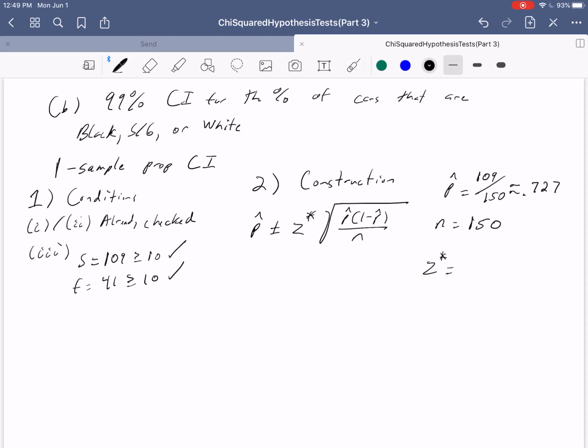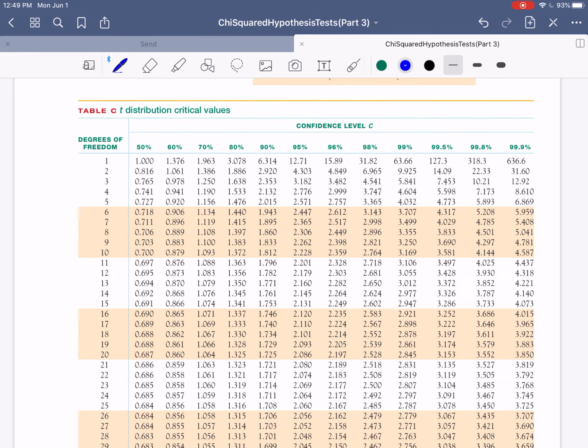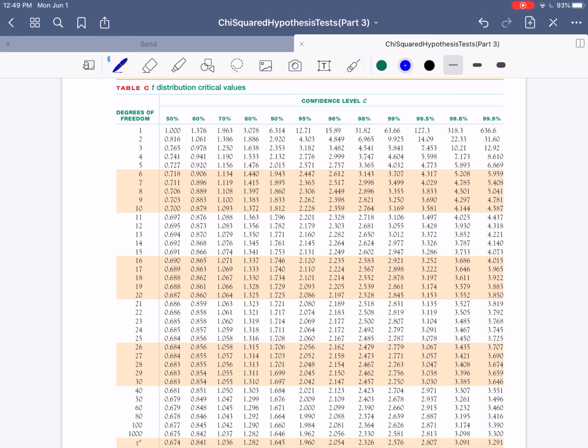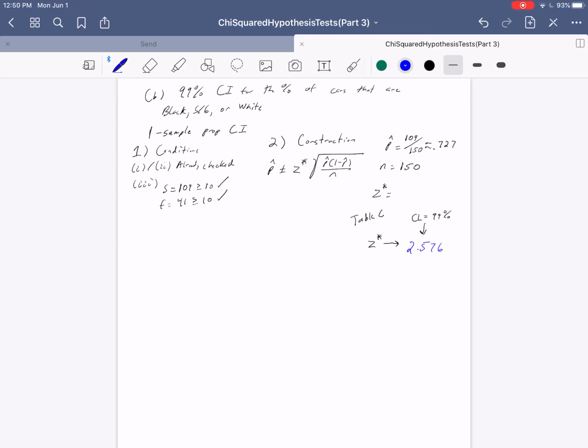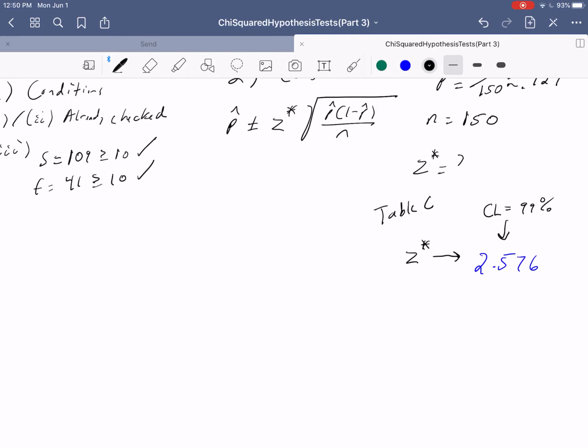What about our Z star? Well, it might have been a little while since we did one with 99%. So remember, you could look at table C, go down to the Z star row. Confidence level here would be 99%. Let's go ahead and grab that on table C. So there's 99% right there. There's Z star right there. Looks like it should be 2.576. Notice a lot of times we've been doing this, it's been 1.960 because we had 95% as our confidence level. This time we have 99% though, so we got to alter our Z star. 2.576 here, and we can go ahead and plug that in.